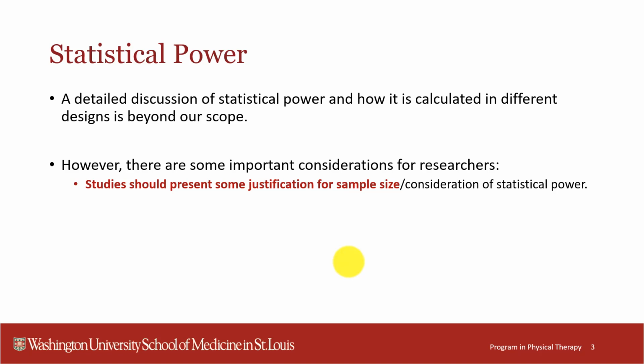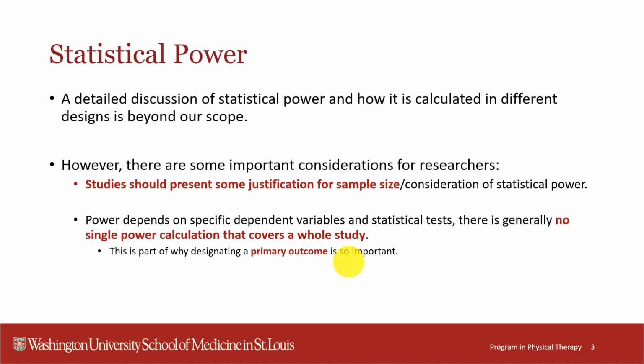That doesn't mean that they have to have very good power for their primary statistical tests, because there might be some logistic constraints on the sample size, right? But if the study is not well powered for those primary results, it should say that, and it should explain why, right? So there should be some explanation of why the authors collected the data that they did and how that relates to the statistical power of their tests.